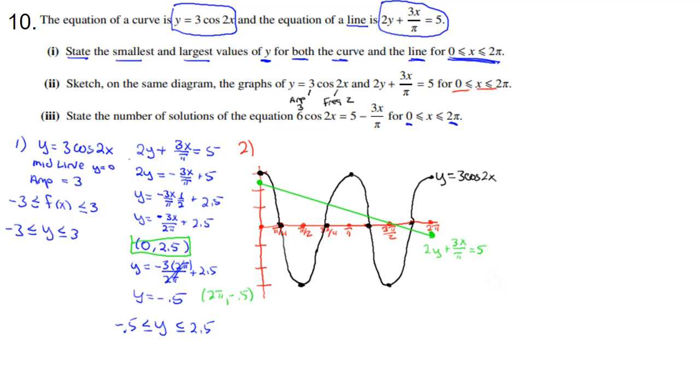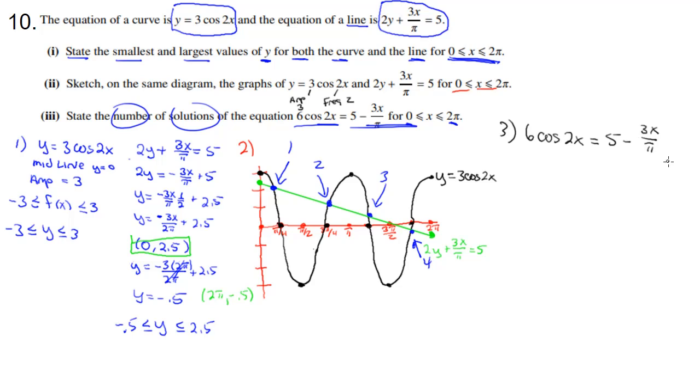number of solutions that the equation 6 cosine 2x equals 5 minus 3x over pi has, and we should write that down because it's not exactly what we had the last time. 6 cosine 2x and 5 minus 3x over pi. Now, if I write these with y equals, it's going to look like this. Now, if you take a look, the first one was y equals 3 cosine 2x. And the other one was y equals negative 3x over 2 pi plus 2.5.